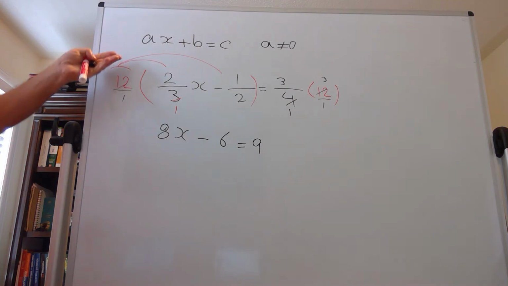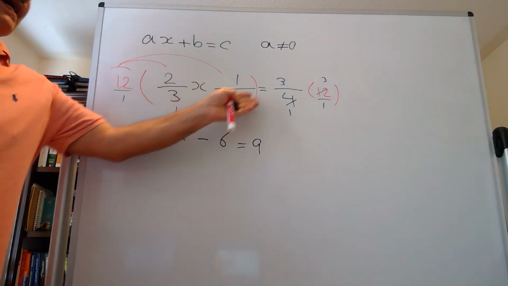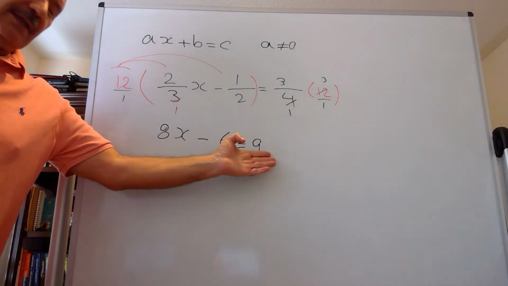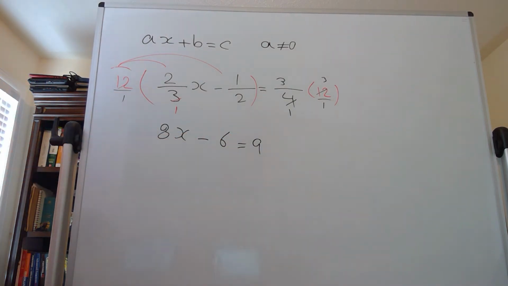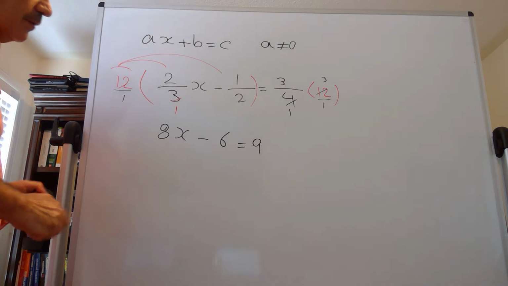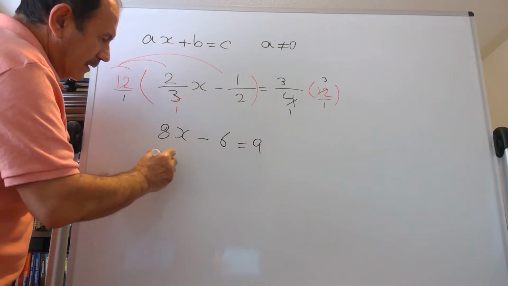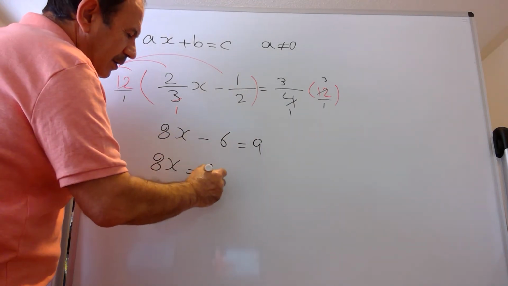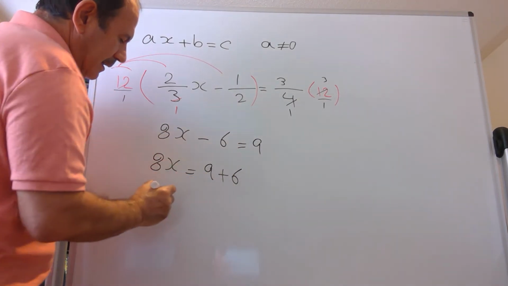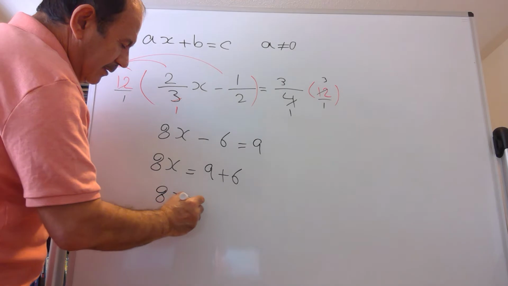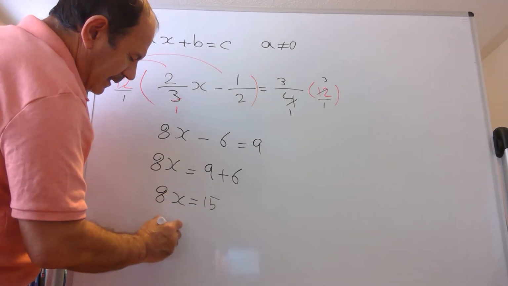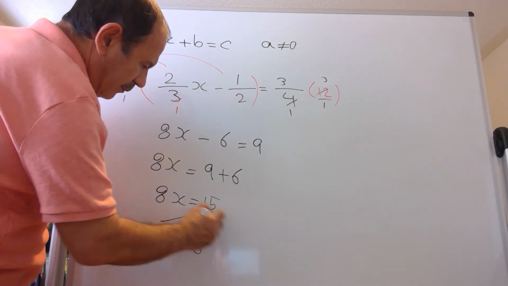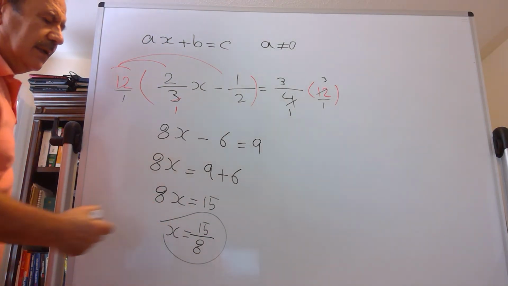Can you see I changed this fractional linear equation to a simple linear equation, which is very easy to solve. The general rule: keep the variable on one side and move the negative 6 to the other side. 9 plus 6, so 8x is equal to 15, and x is equal to 15 over 8 if we divide both sides by 8.